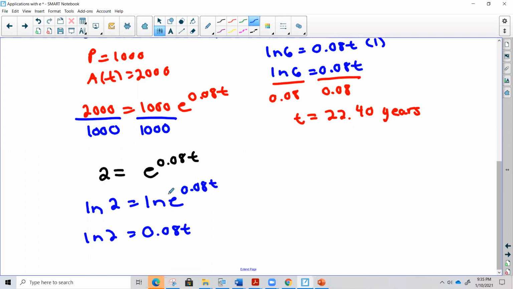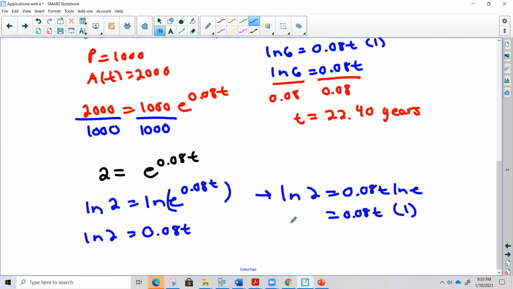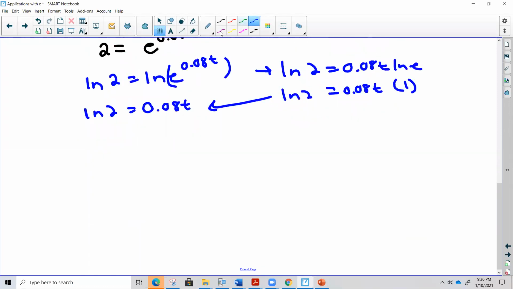So what you could do, if you want to show all the work, is bring the exponent to the front again. And then again, ln of e just becomes 1. And then that gives us where we got to here. And then the last step would be to divide both sides by 0.08 to get the t by itself.